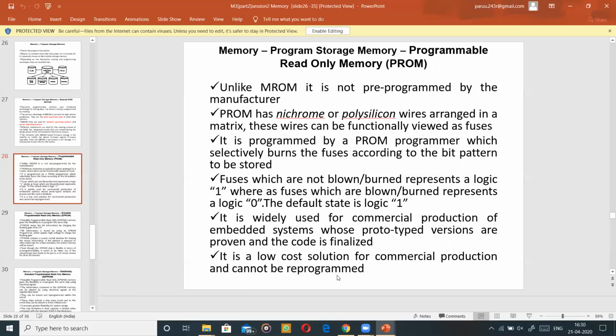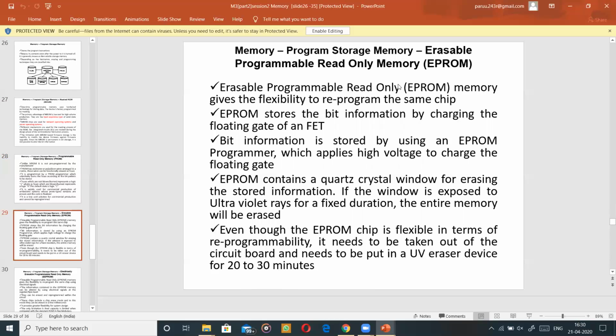So now let us go to the next slide. The next one is the EPROM, Erasable Programmable Read-Only Memory. It gives the flexibility to reprogram the same chip. EPROM stores the bit information by charging the floating gate of an FET. So this is the gate they are using. Bit information is stored by applying high voltage to charge the floating gate.